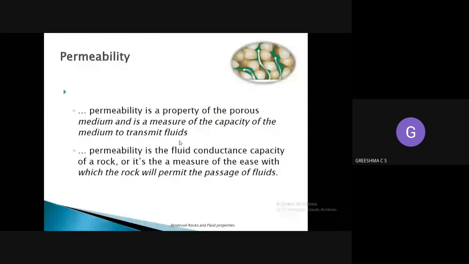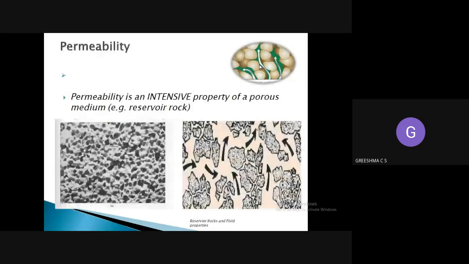Coming to, if you take a bunch of pebbles and pour water on it, the water will pass through. That means it has high permeability. It will allow the water to pass through it. So the transmission of fluid is very high.